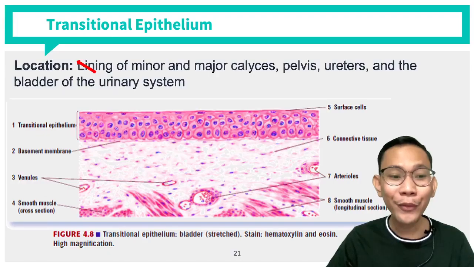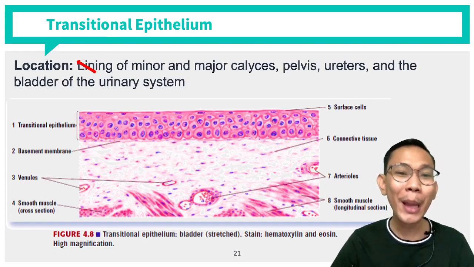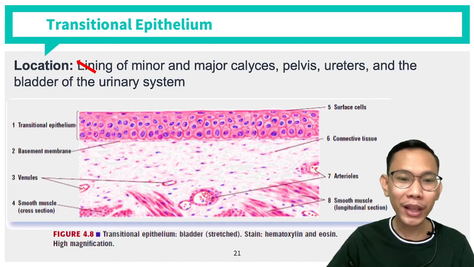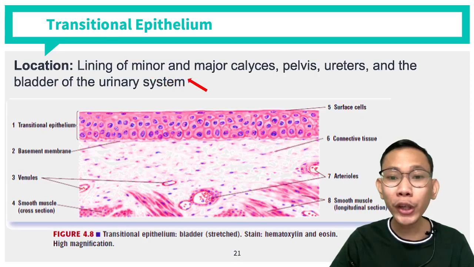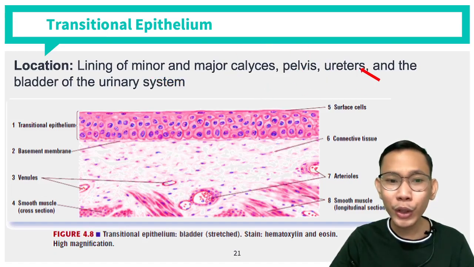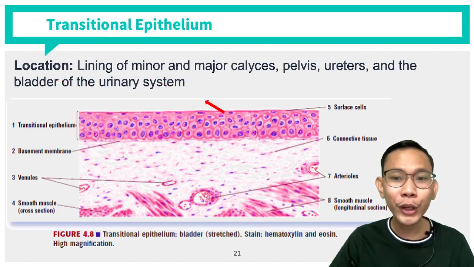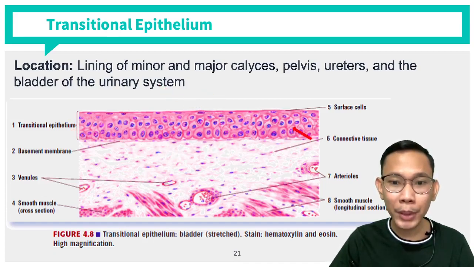And also, we have a specialized epithelia. So this is what we term now your transitional epithelium. So location is actually in your lining of minor and major calyces, pelvis, ureters, and your bladder of your urinary system. So this is your transitional epithelium. So doc, what makes it special?